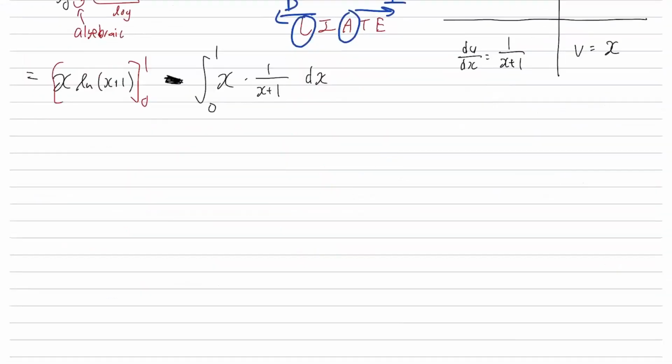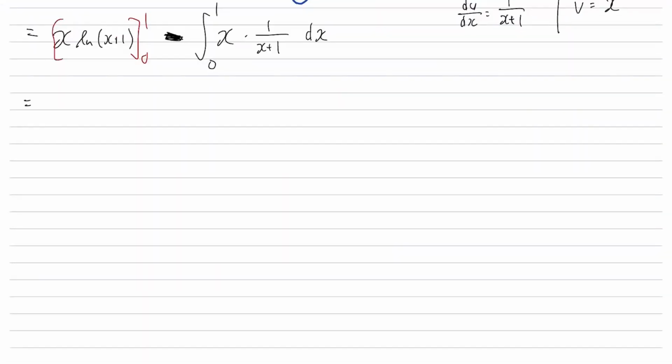Okay, good. Now we continue. So this one, sub in, we get 1 times ln of 2 minus away 0 times ln of 1. 0 times anything is just 0, so straight away we can essentially ignore it. 0. Minus away the integral, with the minus in front, of x over x plus 1.